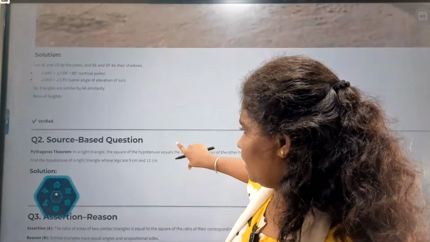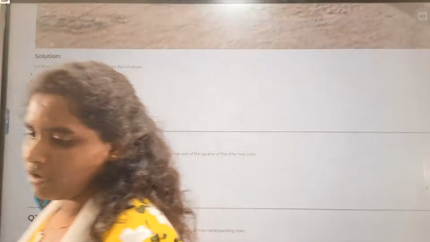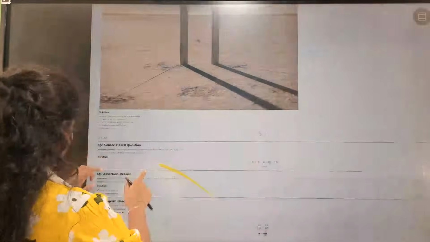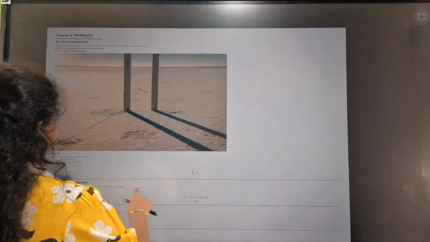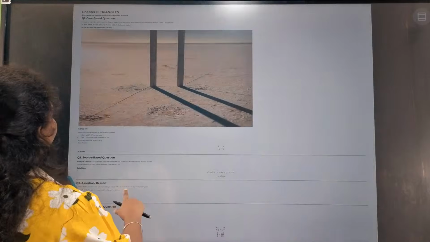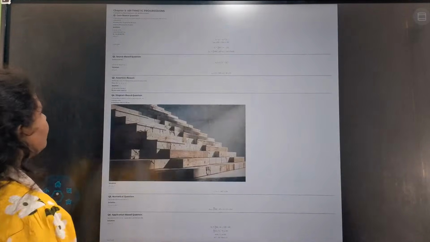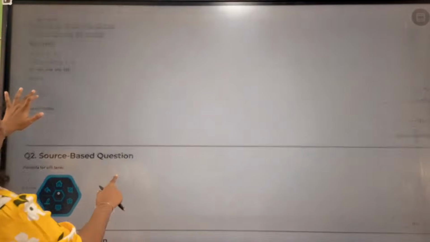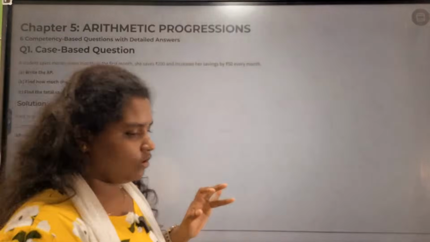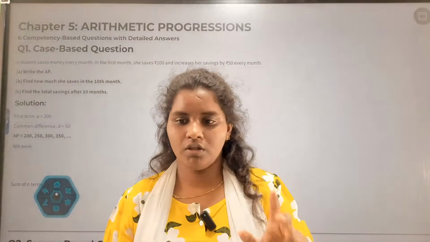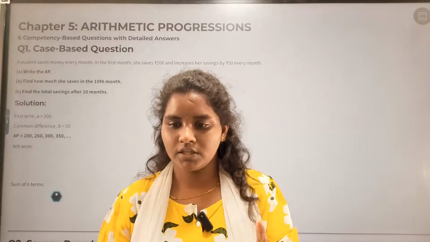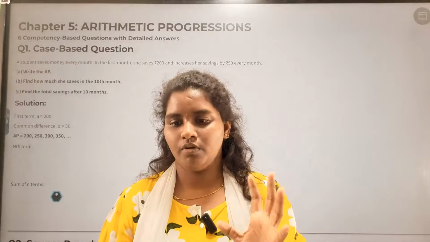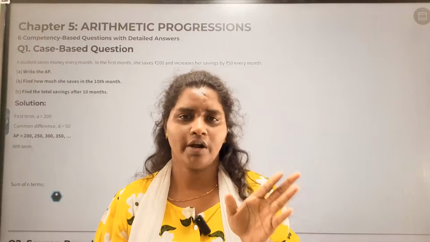So in triangle, the famous theorem is the Pythagoras theorem. Under this also we have questions, right? Yes. So till now we completed 5 chapters. The fifth chapter is arithmetic progression. In arithmetic progression, we have only two formulas. The first formula is to find the nth term, that is a plus n minus 1 into d.